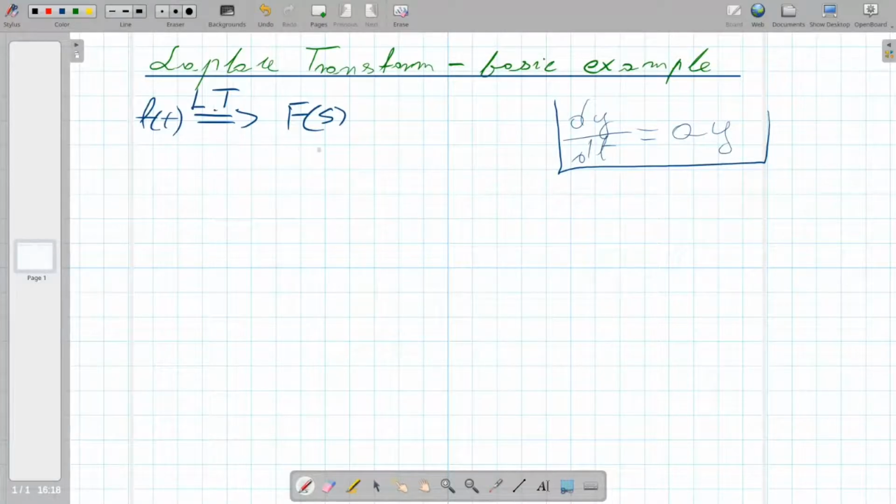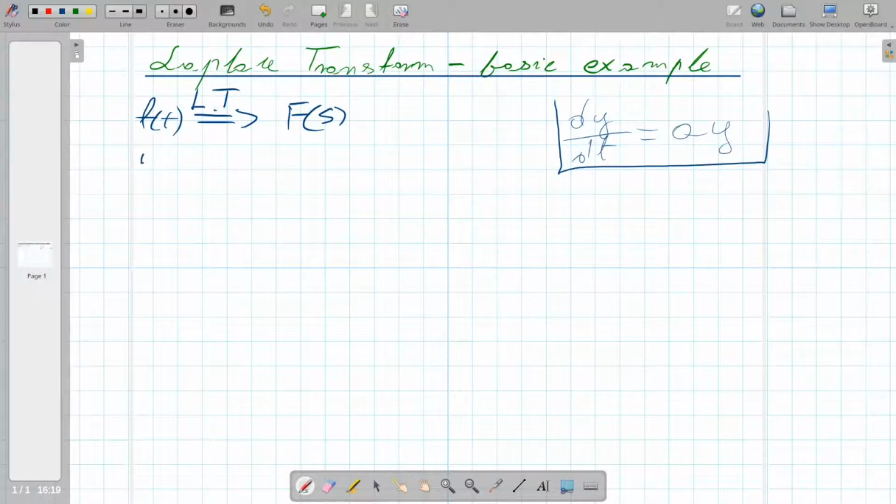This change of domain lets us change differential dependencies to algebraic dependencies. What I mean is we change a differential equation to an algebraic equation. Then we can perform some operations to solve this equation, and once we have our solution as a function of s, we can retransform it. I mean we can go back from the s domain to the time domain. And I will show you this idea on this simple example.